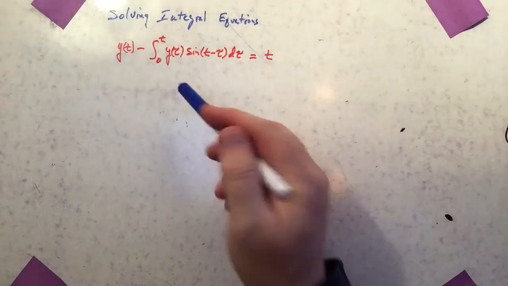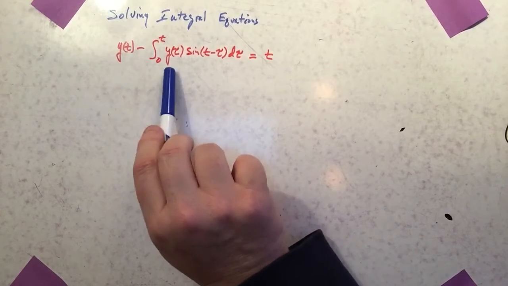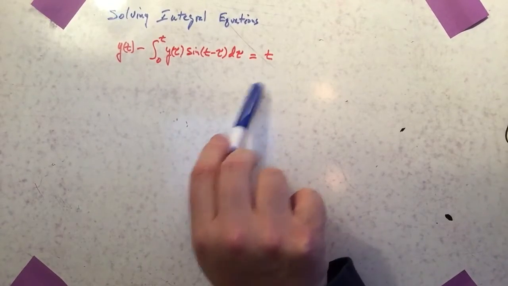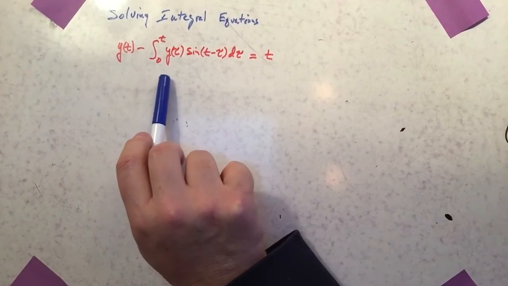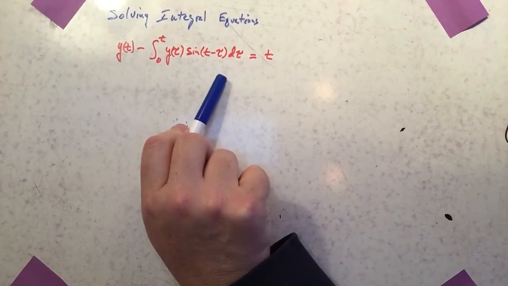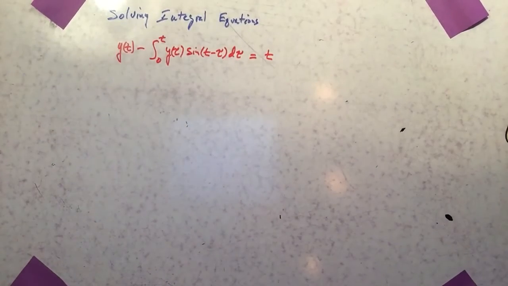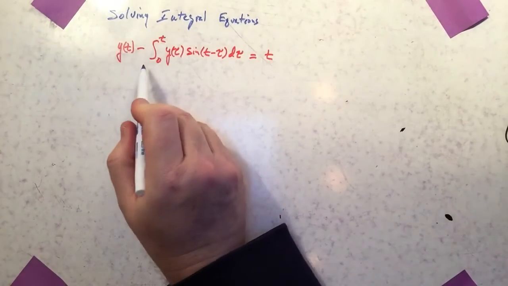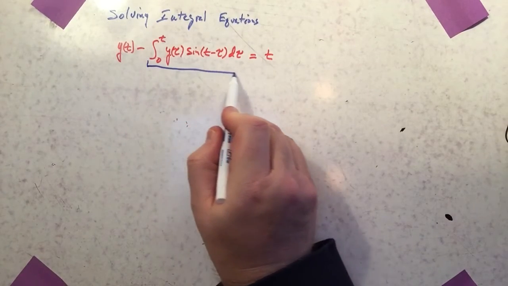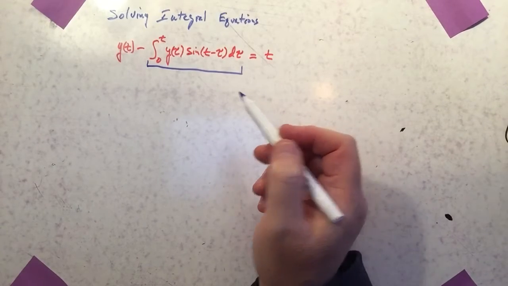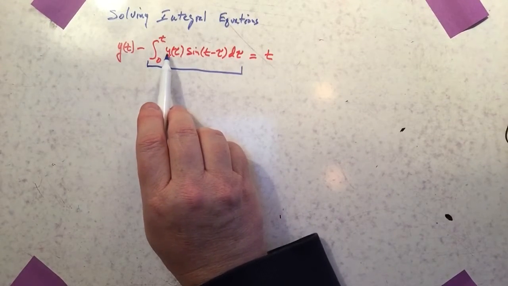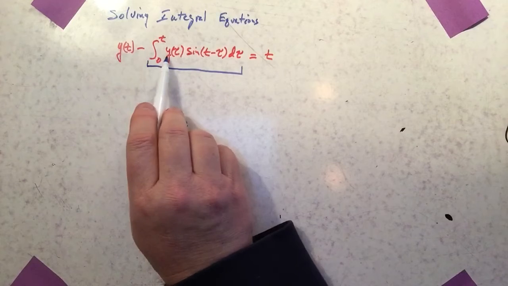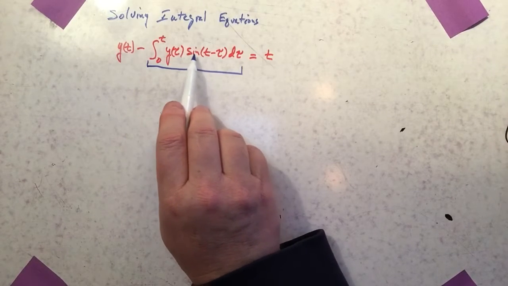Well, clearly, without knowing what y is, this is a hard equation to solve. But what we can do is use the special form of this integral in order to turn this into an equation that we actually have an idea how to solve. Recognizing that this right here is the definition of a convolution, it's the convolution between the function y of t, which is already sitting here, and the function sine of t.